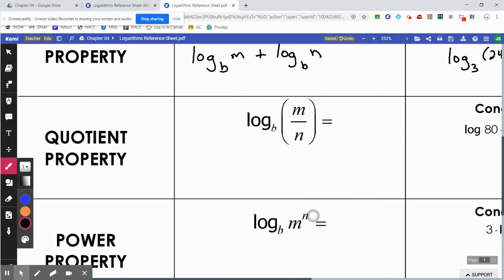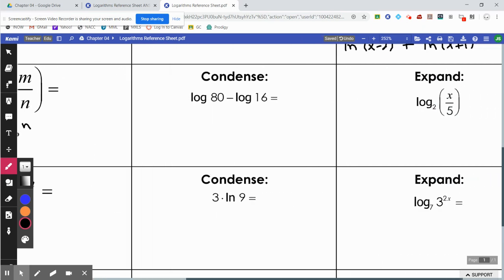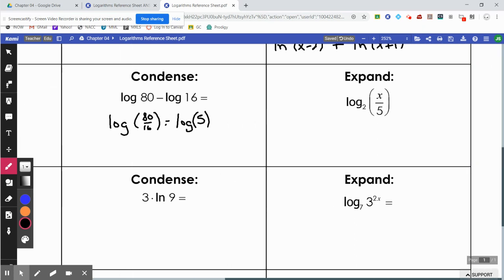The quotient rule, or quotient property: the log of a quotient would be the log of the top minus the log of the bottom. We can use that to condense. Log of 80 minus log of 16 is the log of 80 divided by 16, or just the log of 5. Or we can use it to expand. Log base 2 of x over 5, we can write as log base 2 of x minus log base 2 of 5.